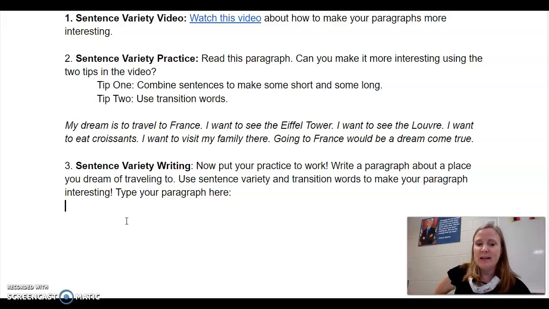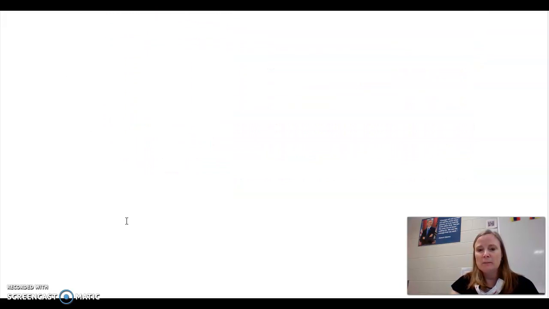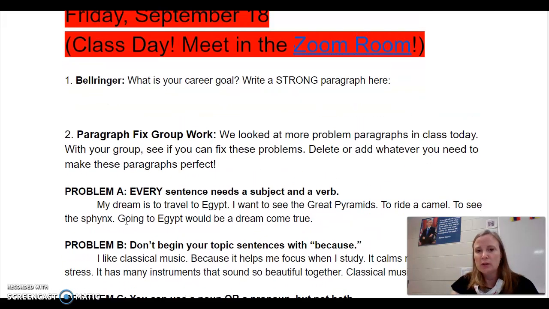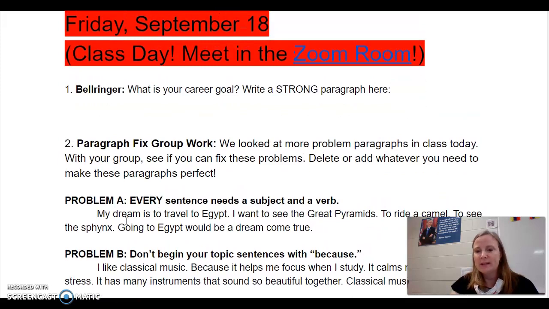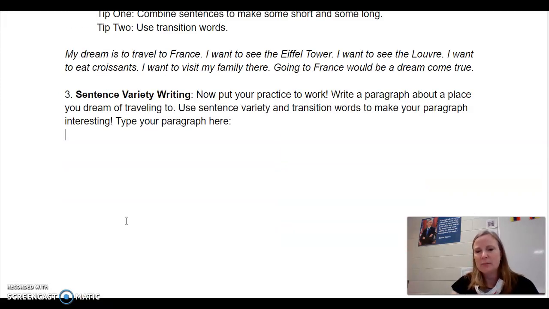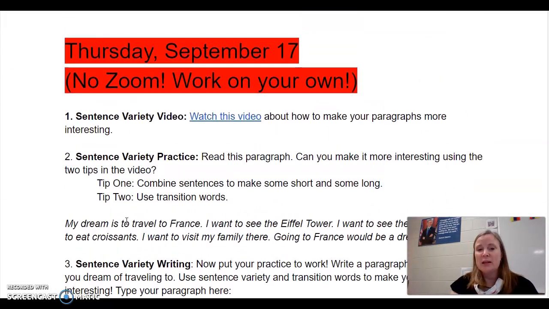Catch up on anything that is missing from this week and then go ahead and do today's work. And then tomorrow we'll do some more work with your groups to try to fix some more paragraphs, make them better. That's our focus this week, is really trying to figure out how to write good paragraphs, because we're going to do a lot of writing in English 9, and I want to make sure that you know how to write a good paragraph. Okay? That's it.